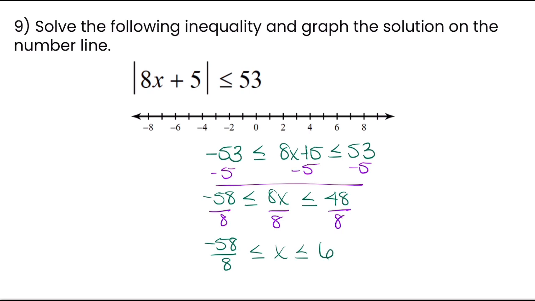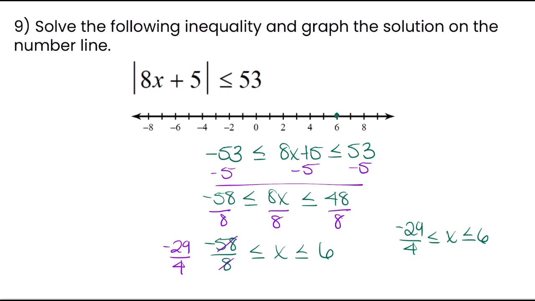So negative 58 over 8, I'm not going to leave it like that. I'm going to go ahead and reduce it. Both of these are divisible by 2. So I have negative 29 over 4. So I have actually as my solution, negative 29 over 4 less than or equal to x, which is less than or equal to 6. So if I graph it on the number line, I need a filled-in circle at 6.